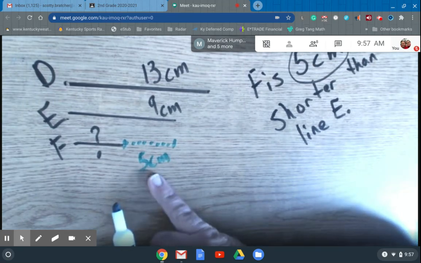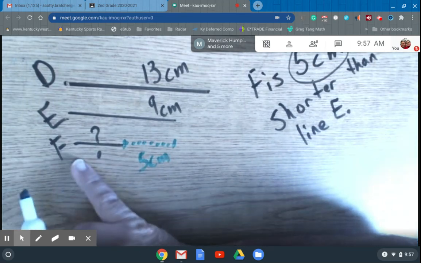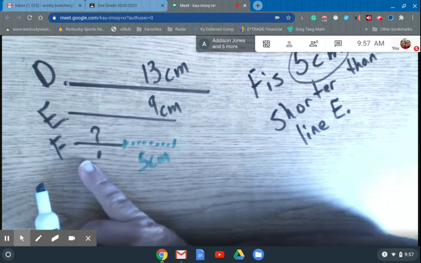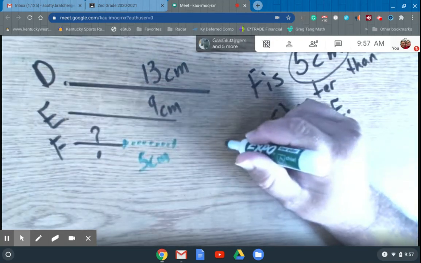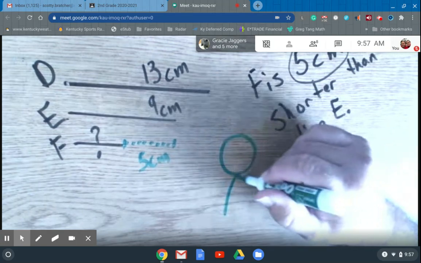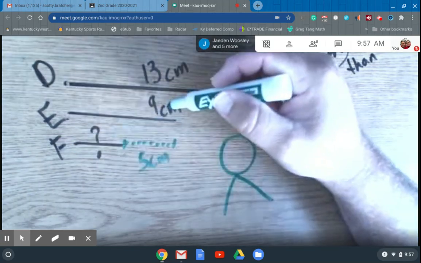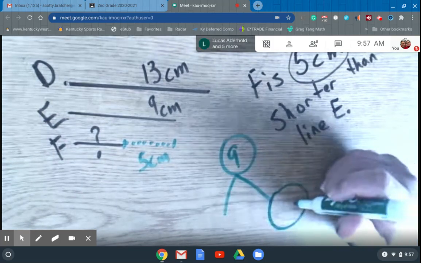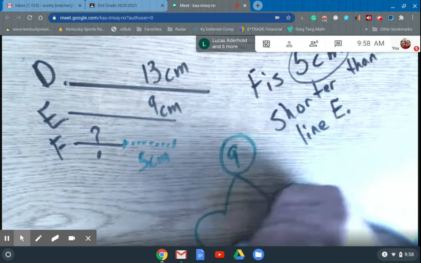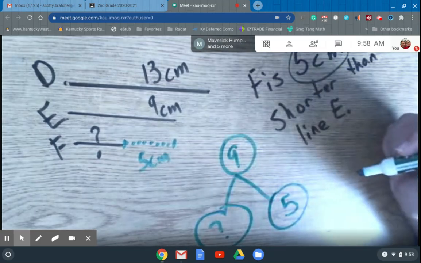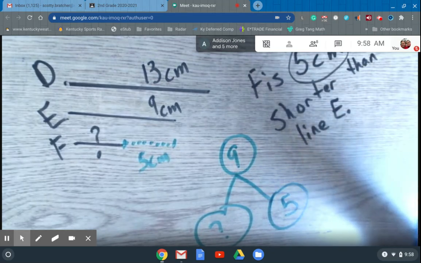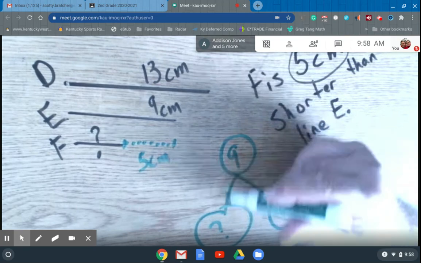So if I added 5 to this line, it would be 9. But I don't know this, do I? No. Okay. So let's think about that number bond. I would like for F to be 9 centimeters long. So that's my whole. I know that the part that I add is 5. What's the part that I don't know? What's the number sentence that I would have to write down for this number bond?